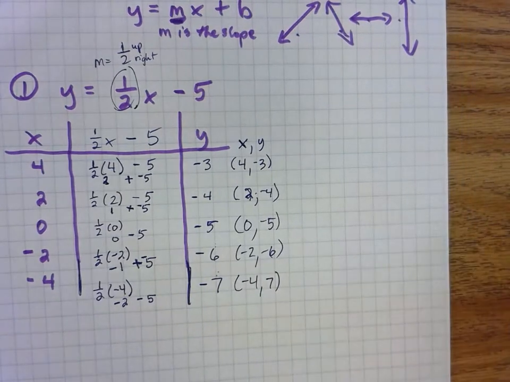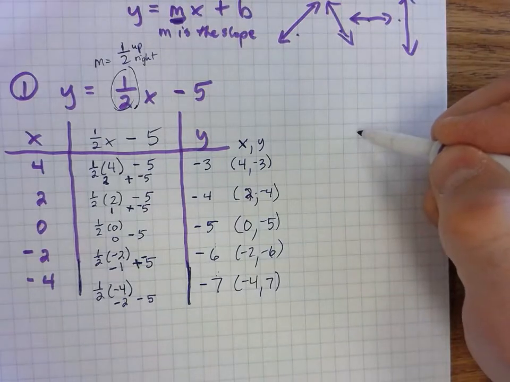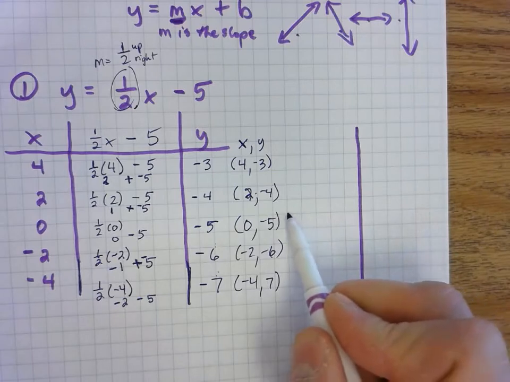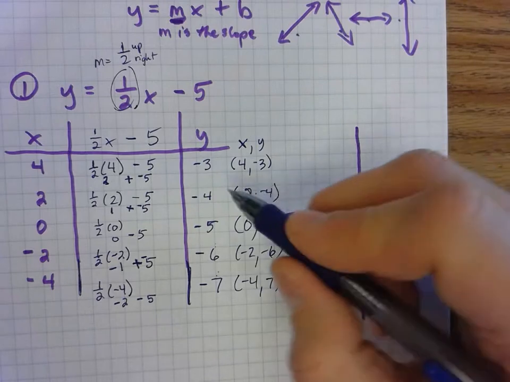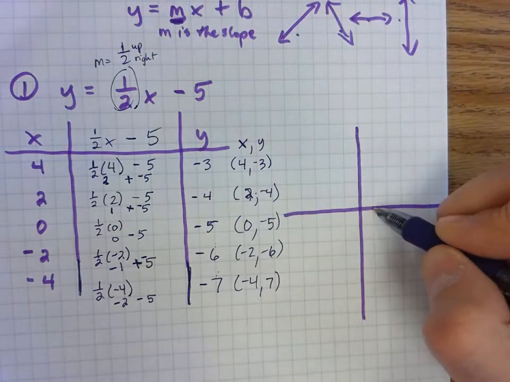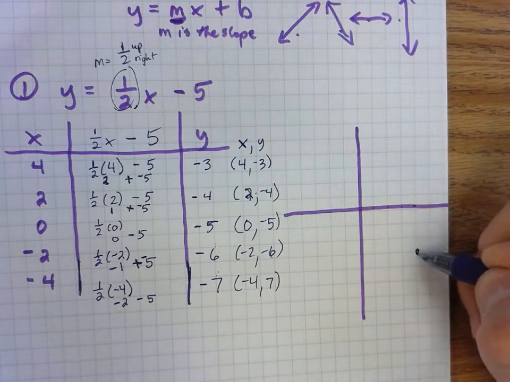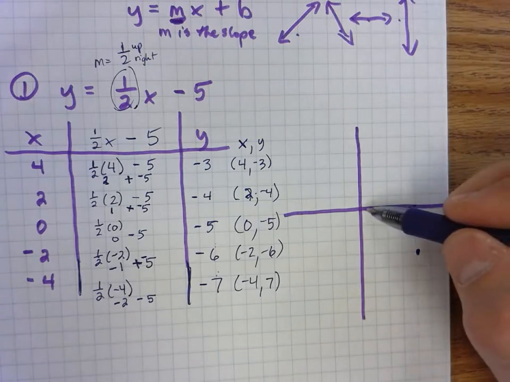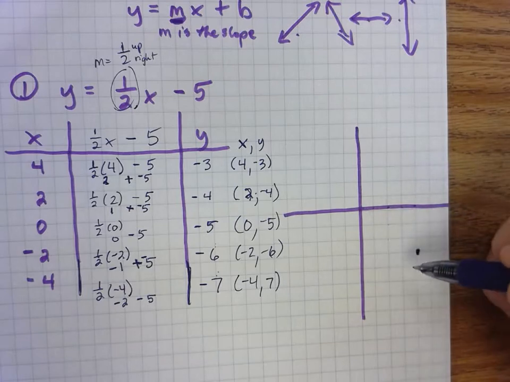Okay, now I'm going to come over here and graph it. So I'll do my best to put it right here, see if I can fit all this in here. We hope it's going to work out just right. Alright, so 4, negative 3 is my first one. 1, 2, 3, 4. Negative 1, 2, 3. So that would be there. Okay. 2, negative 4. So we'll come over 1, 2, negative 1, 2, 3, 4.